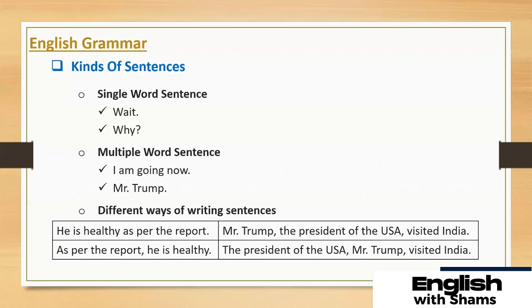Both sentences convey the same message, right? But you can express it in another way, as you can see here: he is healthy as per the report. So we are emphasizing the pronoun he in the first sentence. He is healthy as per the report. But in another sentence, to express the same thing: as per the report, he is healthy.